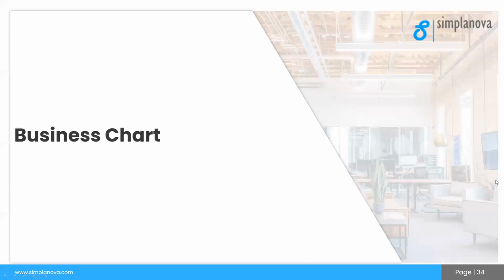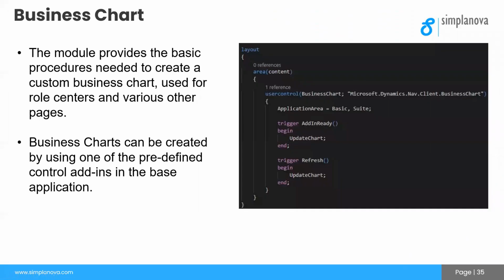So lastly, we have two more left, business chart and blobs. Business charts were something that could be developed back in the role-tailored client solutions up to BC14 using generic charts, but that functionality was rendered obsolete. But the user control for business chart is still available, and even available in cloud solutions as well, and can be defined just like in the image here.